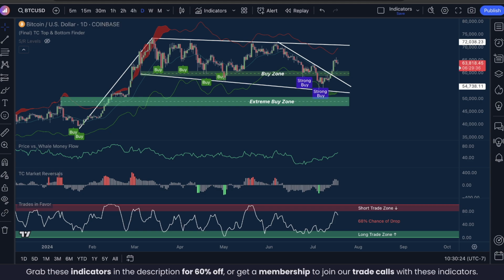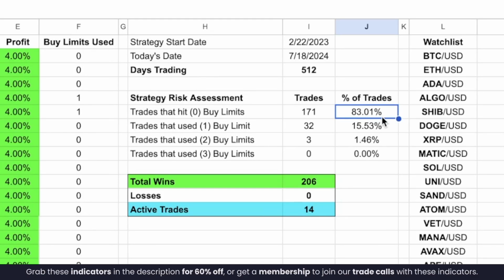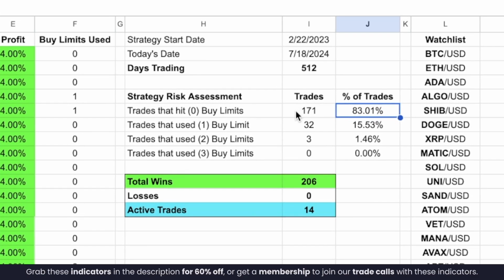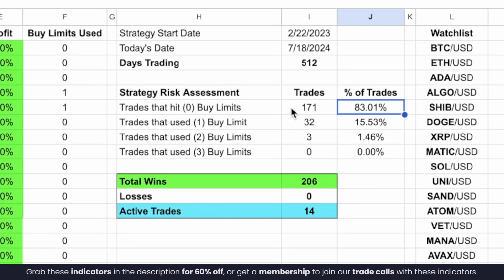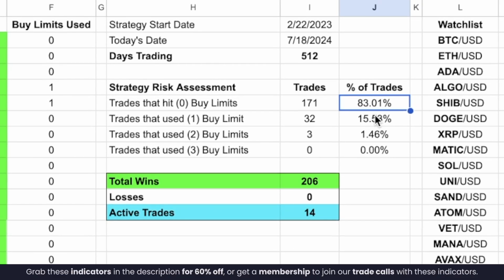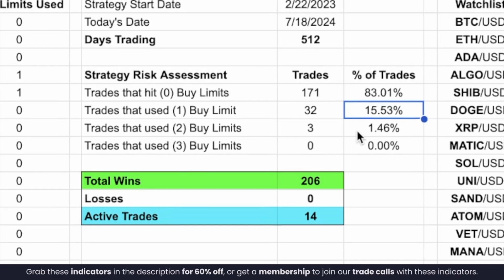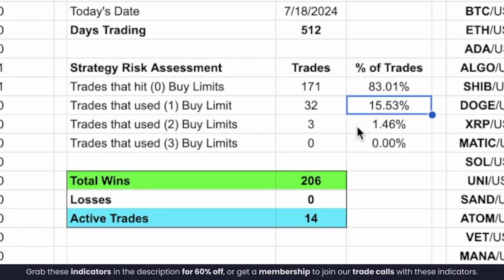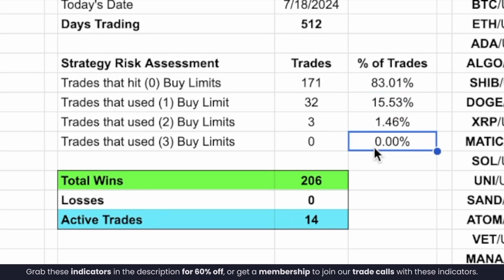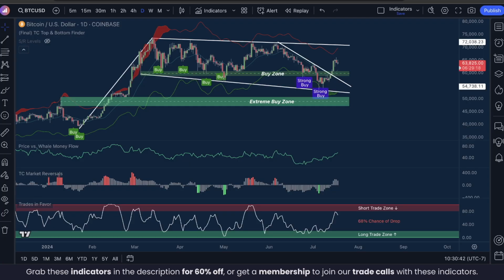On the 4-hour and daily, we've done this, and 83% of our trades have never used a buy limit 1. And I'll explain that in a second. 15% has used buy limit 1, and only 1.46% of our trades have used buy limit 2, and none of them have ever used a third buy limit. So what do I mean by that, buy limit?